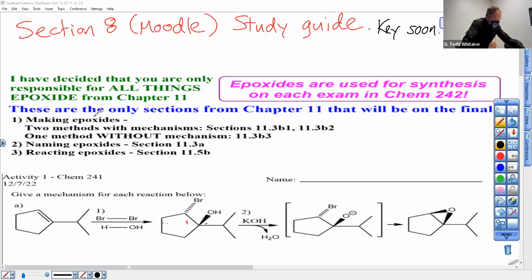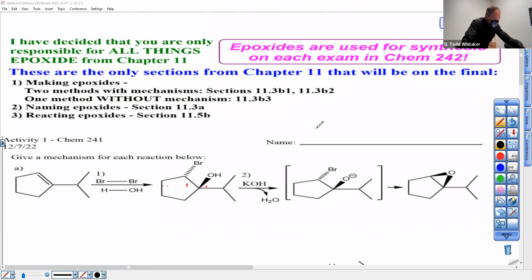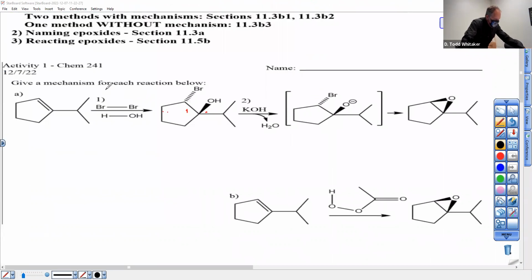And here's a layout of the sections. So right now we're going to be talking about mechanisms to make epoxides.